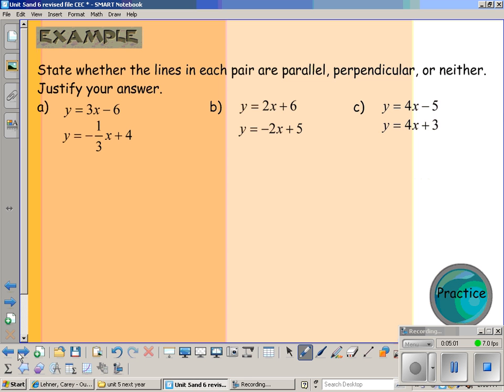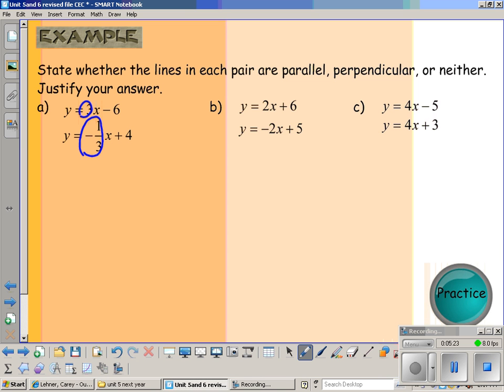We want to state whether the lines in each pair are parallel, perpendicular, or neither, and justify our answers. So when they are written as an equation, remember where the slope is located. It is the value that is being multiplied to the x. So we have slope 3 and negative 1/3. Are those parallel, perpendicular, or neither?